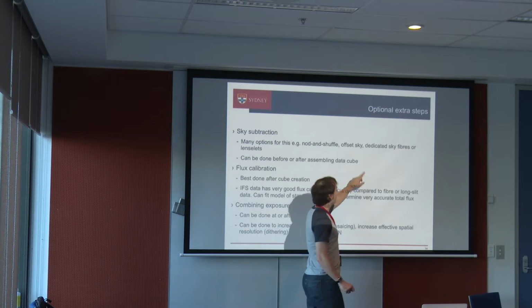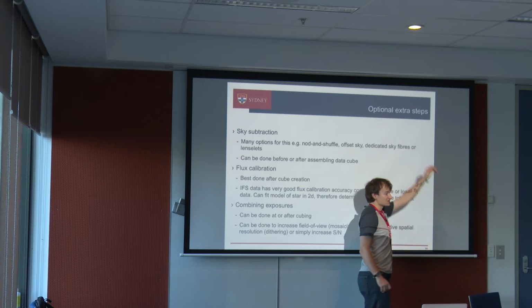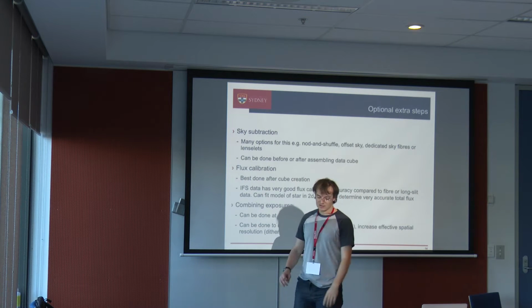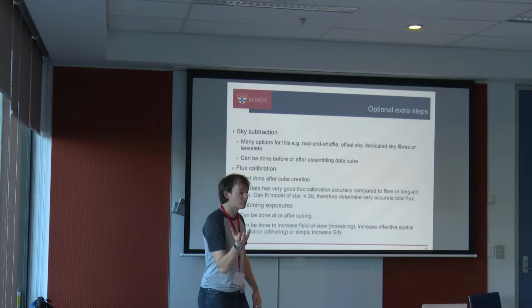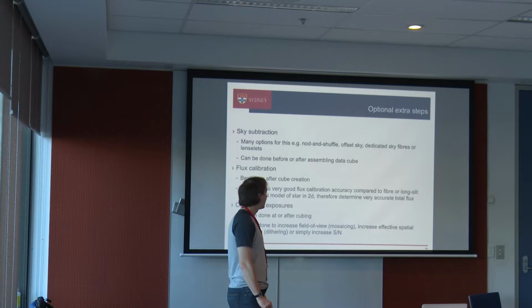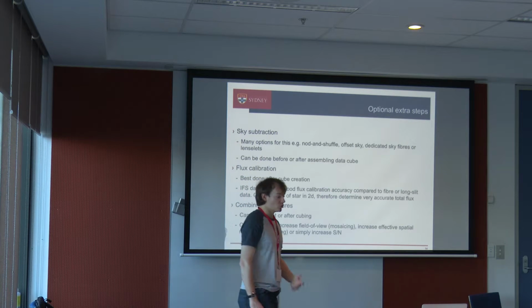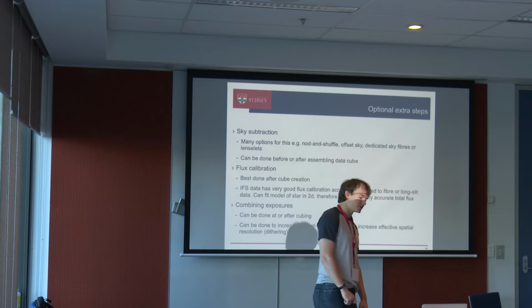And similarly, you can have dedicated sky fibers. So SAMI, for example, has its 13 hexabundles, but it also has 26 fibers dedicated to sky, blank areas of the field, different parts of the instrument. So you get a sky spectrum, and you simply subtract that from all of your 1D fiber spectra that you've created.